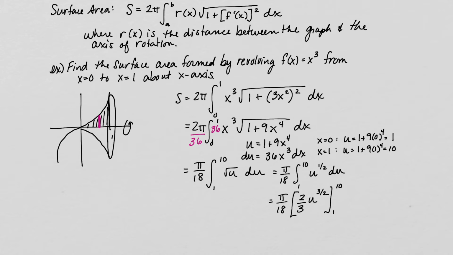All right, so the 18 and the 2 would cancel, give me a 9, 9 times 3, so I've got pi over 27, u to the 3/2, evaluated from 1 to 10. So pi over 27 times, if I put 10 in, can't really figure out what that is, right? It's 10 to the 3/2. And then if I put 1 in, I'm just going to get a 1, right? So minus 1. And you can leave your final answer like that.